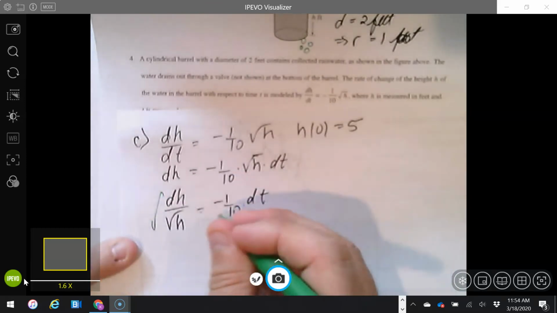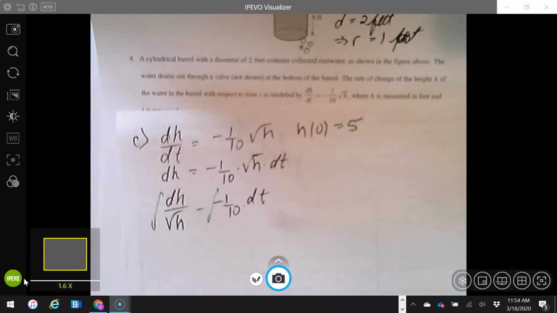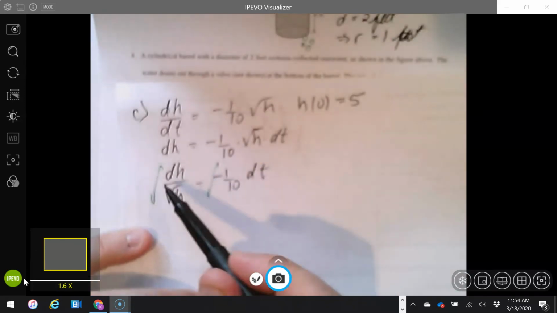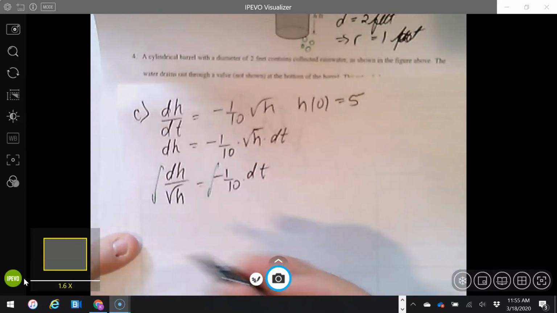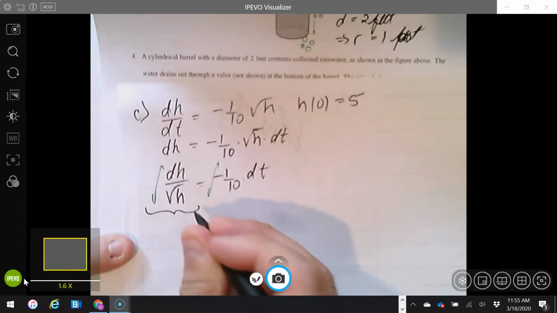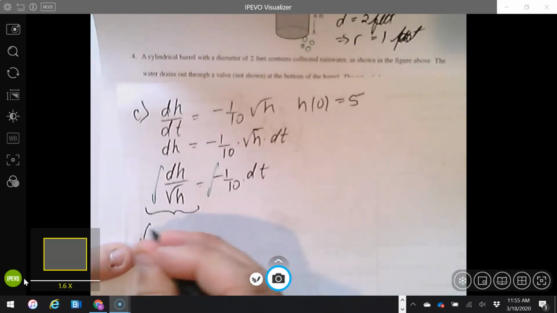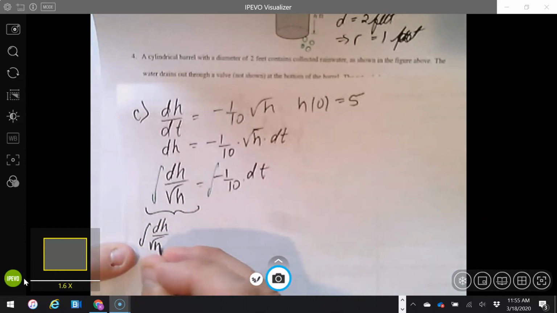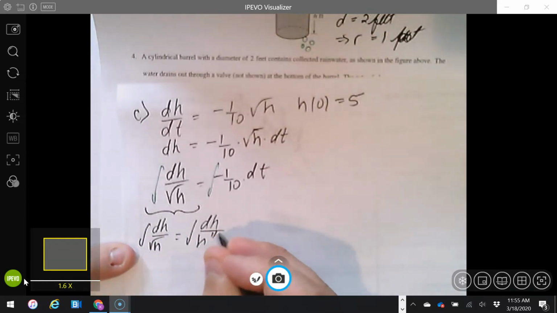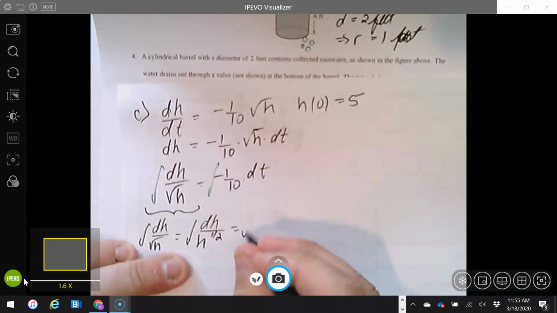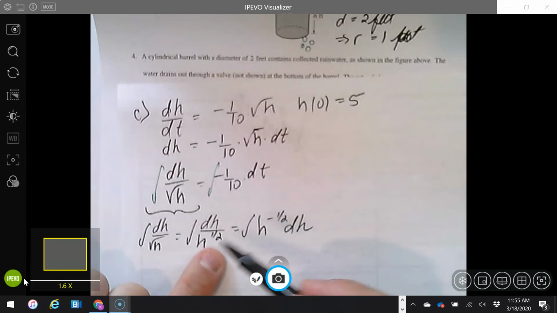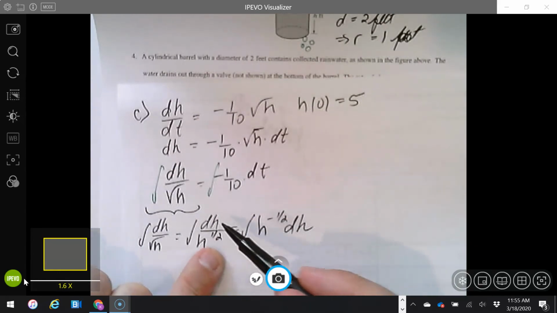So I'm going to integrate on the left. I'm going to integrate on the right. You might know right away what the integral of dh over the square root of h is. I'm going to assume that you don't. And so let's do this work on the side. The integral of dh over the square root of h, that's the same thing as saying dh over h to the half, which is the same as saying h to the negative 1/2 dh, right? Just rewrite it with a negative exponent.